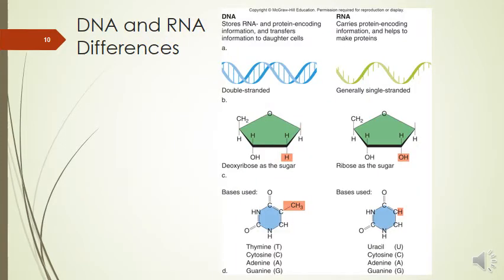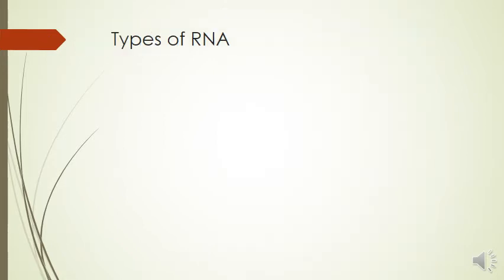Here we are showing you the structures of the DNA and RNA. You see the double-stranded versus the single-stranded. You see the deoxyribose is the sugar in the DNA. The ribose is the sugar in the RNA. Here you see that the bases that are found in the DNA are thymine, cytosine, adenine, and guanine, and the bases in the RNA are uracil, cytosine, adenine, and guanine.